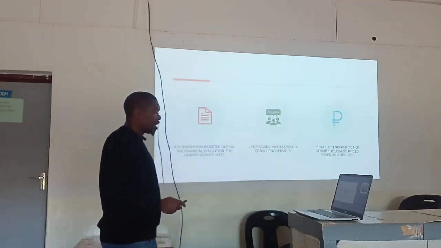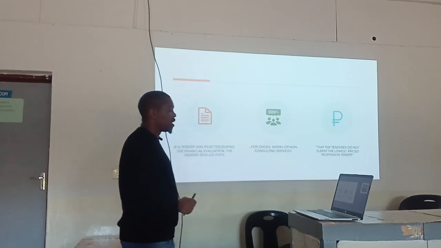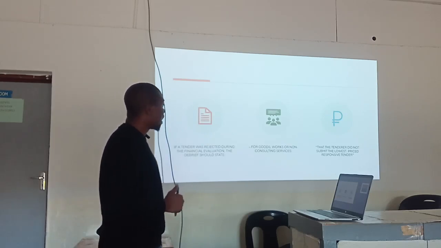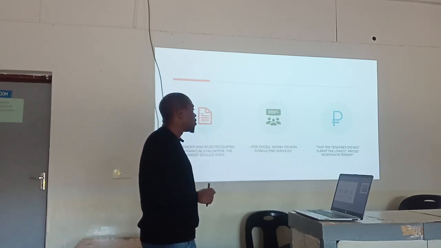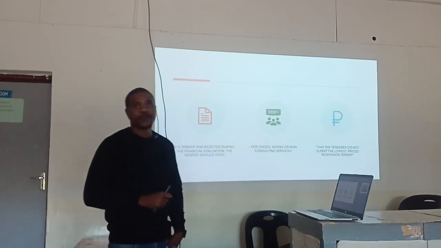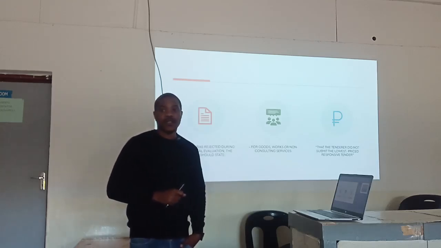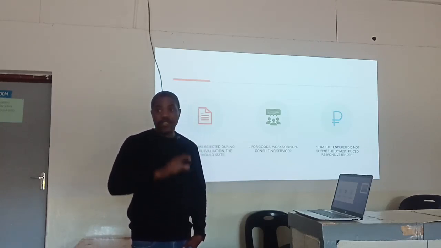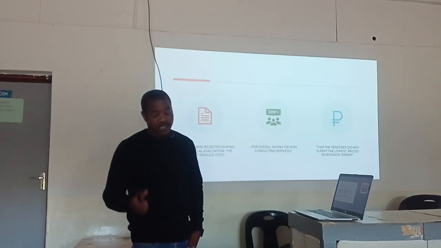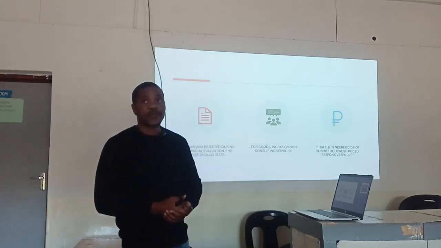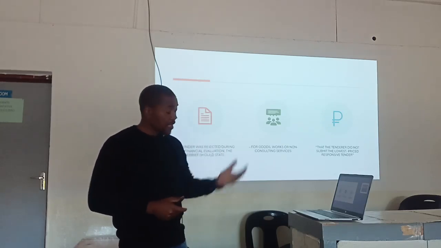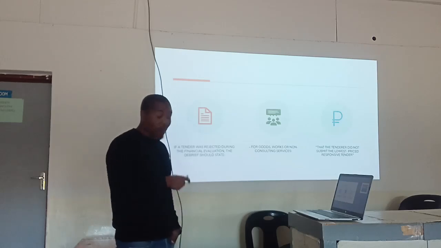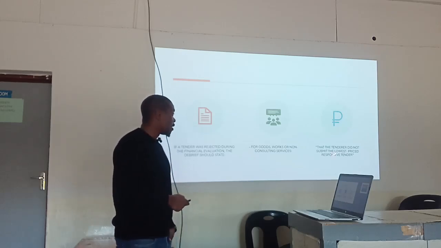So if a tender was rejected during the financial evaluation, the debrief should state, for goods, works, and consulting services, that the tenderer did not submit the lowest priced responsive tender. At the end, when you are reviewing the financial evaluation and the bidder is complaining, you will tell them that their bid wasn't the lowest priced responsive tender. There's a word now, responsive.